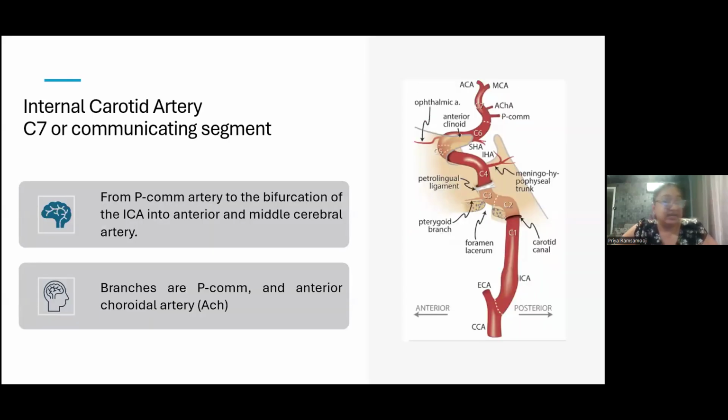And the last segment of the internal carotid artery is C7, or the communicating segment, which is here. Remember, C6 just ended proximal to the posterior communicating. So C7, in essence, begins exactly there. It begins just proximal to the posterior communicating artery, travels between cranial nerve 2 and 3, and terminates just below the anterior perforated substance, where it then bifurcates into the anterior and middle cerebral artery.